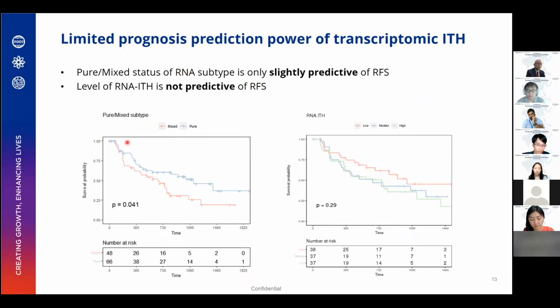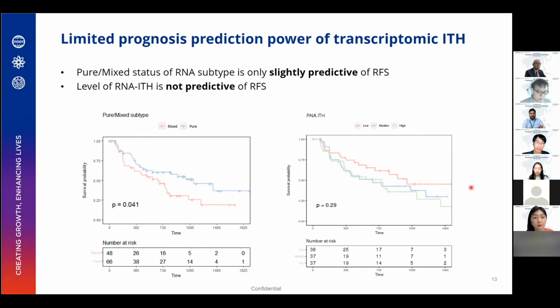So we try to test this hypothesis with a simple pure versus mixed segregation of the patients. You can see here that patients with mixed RNA subtype and those with pure RNA subtype actually don't segregate too much based on the recurrence-free survival. And moreover, if we use the RNA ITH, the level of heterogeneity in the RNA expression, we don't see a strong segregation effect in recurrence-free survival.